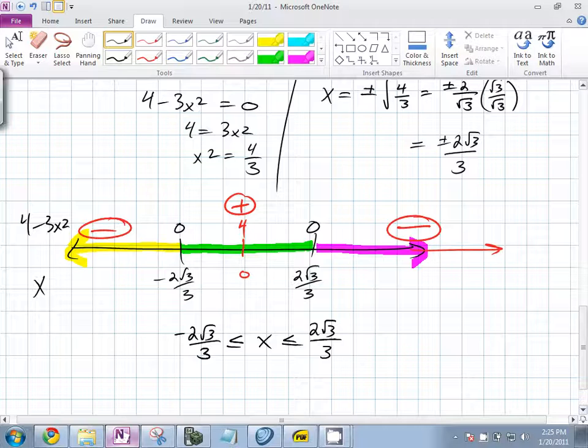We had stuff that looked like this. Can x be 0 in that function? No, because if x is 0, you divide by 0. Can you take the square root of 0? Sure.